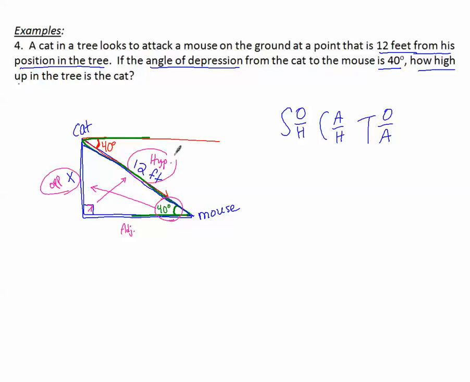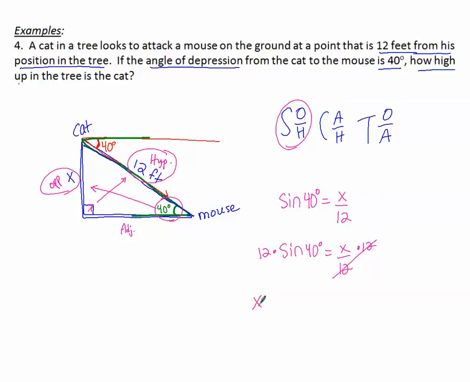Opposite and hypotenuse go with sine. So we'll write sine of 40 degrees equals x over 12, and now we'll solve for x. This time x is in the numerator, so we multiply by the 12. So take our sine of 40 degrees equals x over 12, multiplying by 12 so that x is by itself.